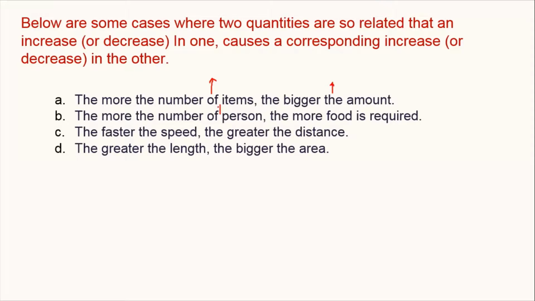Okay, so if you have many persons, of course you need to have a lot of food to cater to the number of people. So this one is also a direct proportion. We also have: the faster the speed, the greater the distance. If you run very fast, you are going to have a larger distance. Okay, the greater the length, the bigger the area. So if one quantity will increase, the other quantity will also increase, and that is what we call direct proportion.